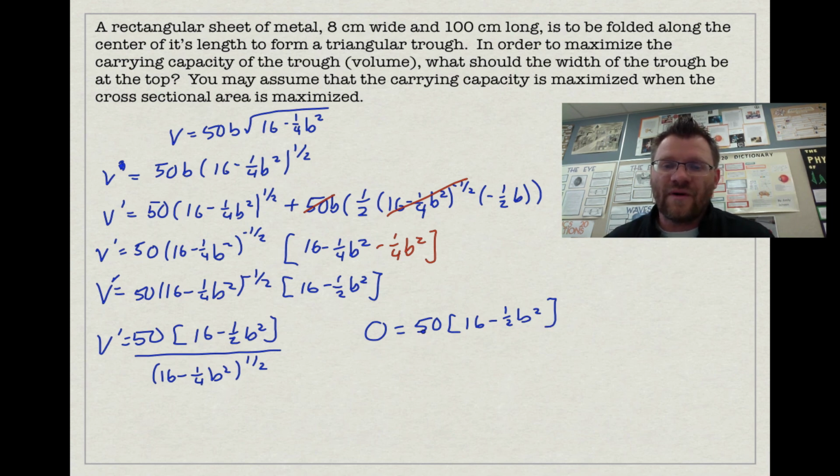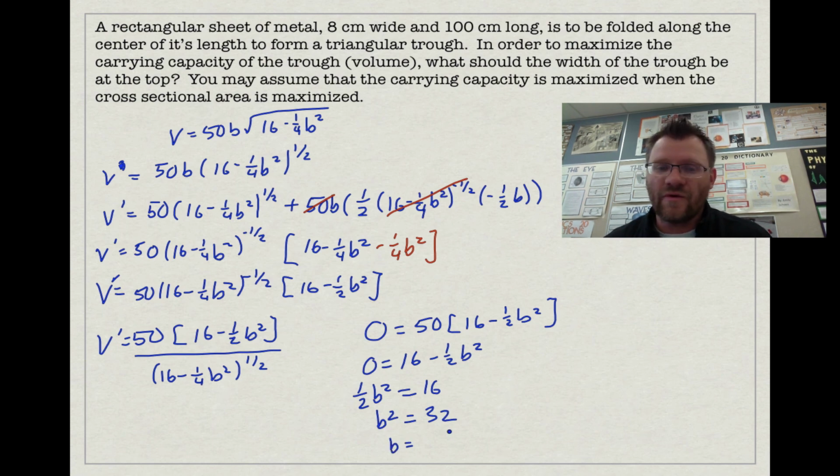I'm going to divide both sides by 50. If I divide this by 50 and that by 50, I get 0 still. So now that 50 is also out of the way. So I just get a very simple equation to solve: 16 minus a half B squared equals 0. If I move the half B squared over to the left-hand side, that equals 16, that means B squared equals 32 by multiplying both sides by 2. And it's asking us for the width of the top, so that's just the square root of 32, and the square root of 32 is 5.66 centimeters.